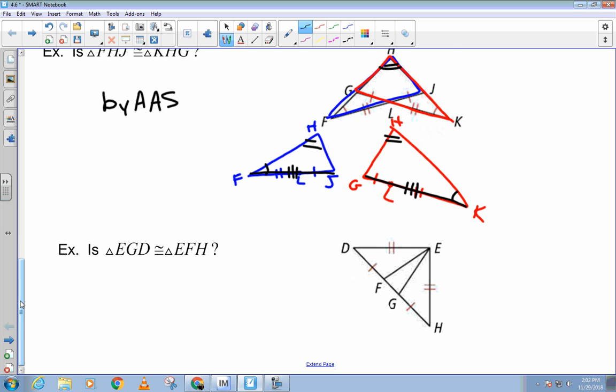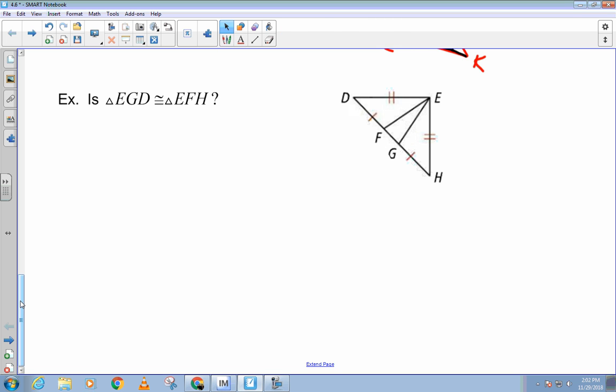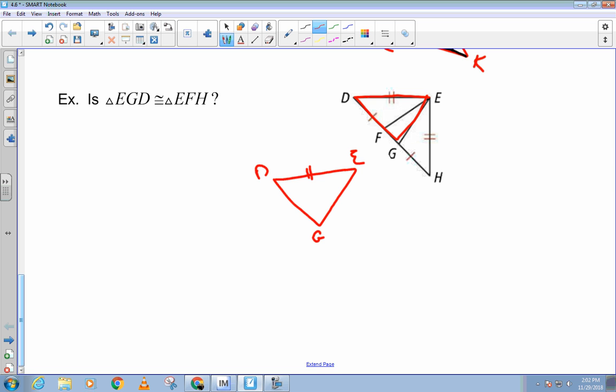Okay? Let's look at this one. EGD and EFH. EGD. So EGD, which I'm going to draw it out here. And then EFH. Okay, what do you think? What's the question mark? Okay, so we have one pair of sides that are equal, yes? You notice anything else?